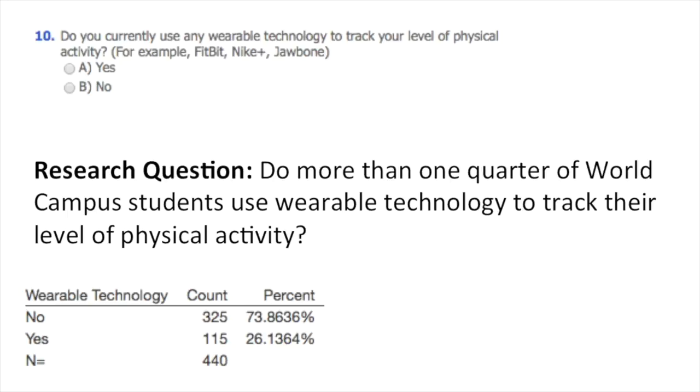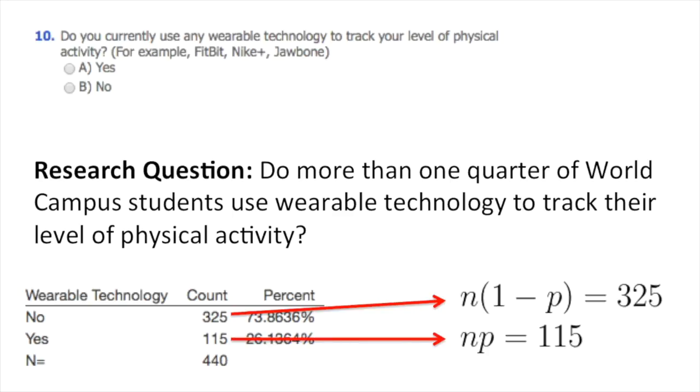The first thing we should do is check that our sample sizes are large enough to use the normal approximation method. In order to use the normal approximation method, both n times p and n times 1 minus p, in other words, the number of successes and the number of failures, must be sufficiently large. I like to use a cutoff of 10. From this table, I was able to find that the number of failures is 325 and the number of successes is 115. Both of these are sufficiently large, so we can use the normal approximation method.